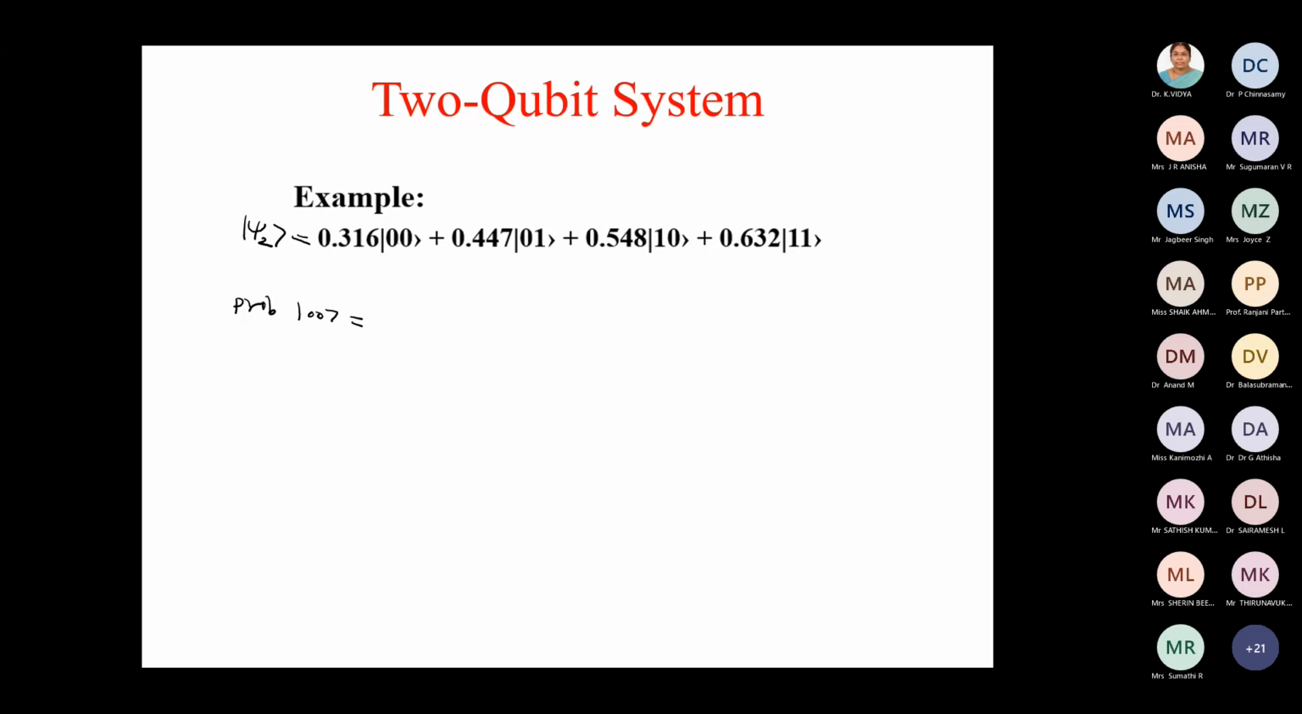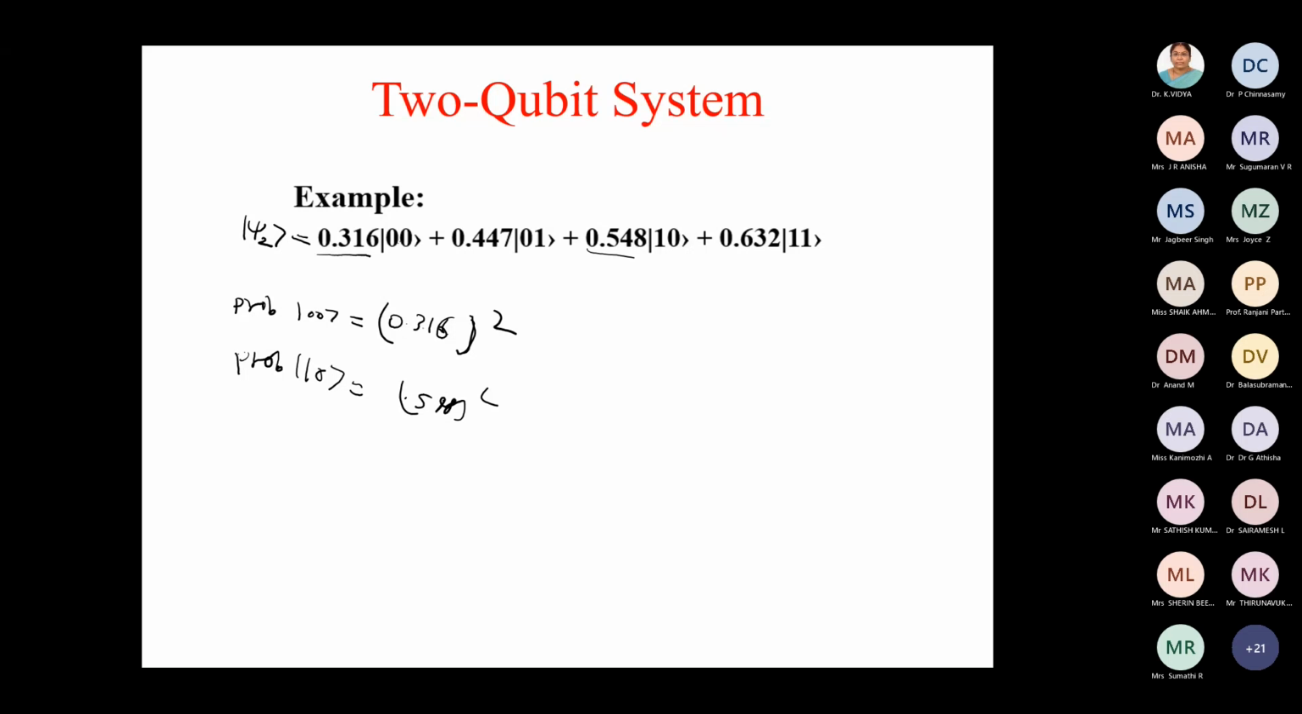No, mod square of this thing. This 0.316 is the amplitude of the 0, 0 state, and probability is the amplitude squared. So this will be what? 0.316 squared. What is the probability of getting 1, 0? 0.548 squared. This thing is okay.